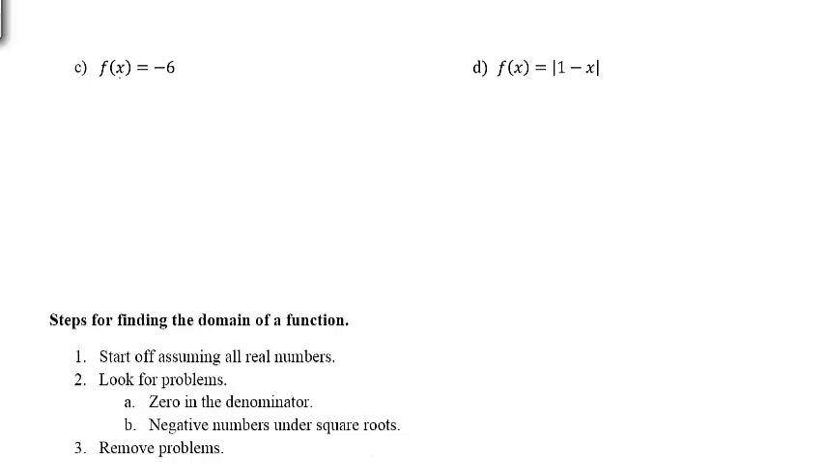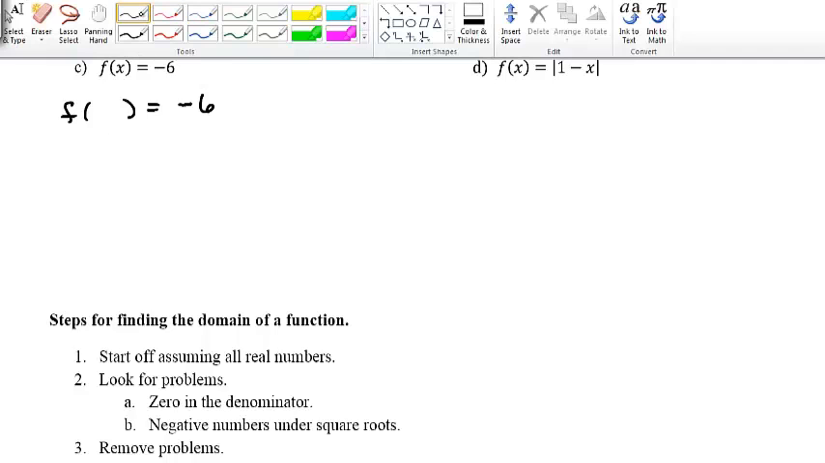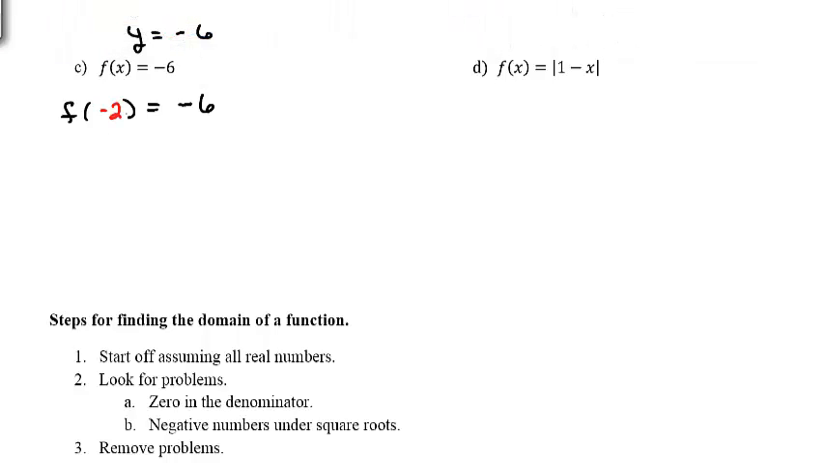Our next example, f of x equals negative 6. So no matter what x is, y is negative 6. This is exactly the same as saying y is equal to negative 6. So we want to find f of negative 2. And so write down the shell. And so anywhere there's an x, you put an empty set of parentheses, and we're going to replace the x with negative 2. And so f of negative 2 equals negative 6, and the ordered pair that's associated with that is negative 2, negative 6.